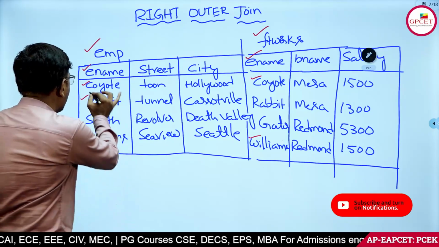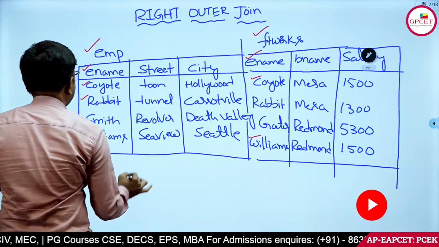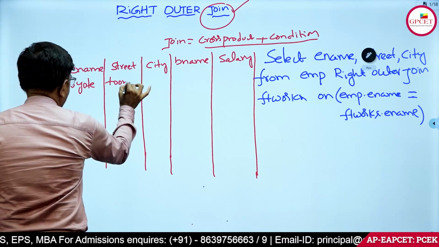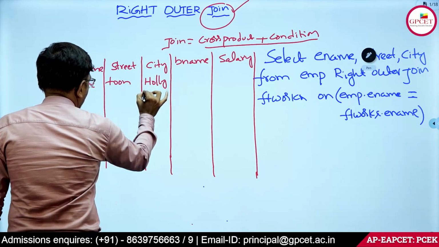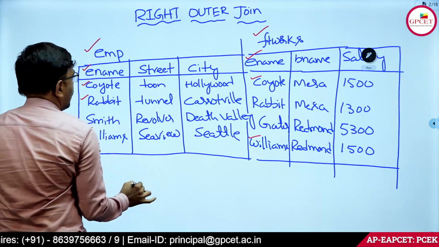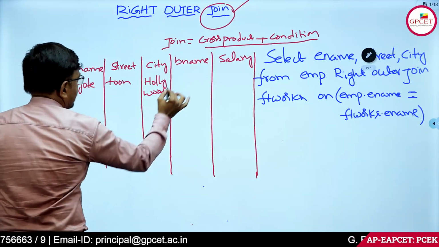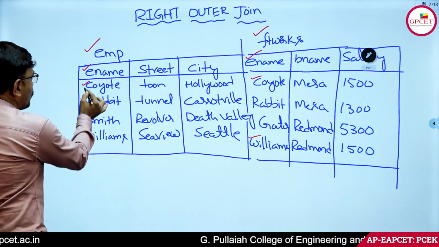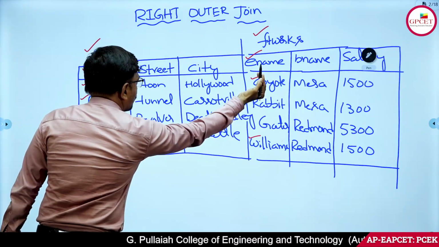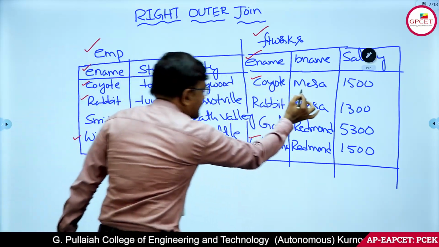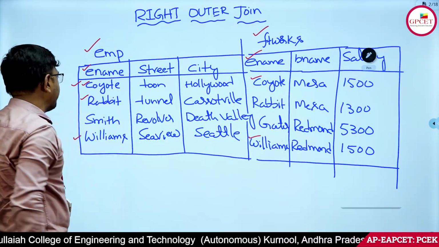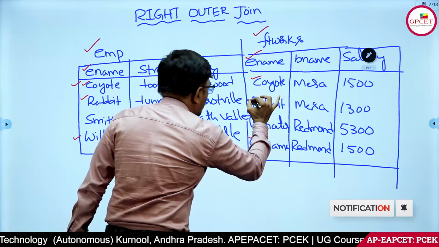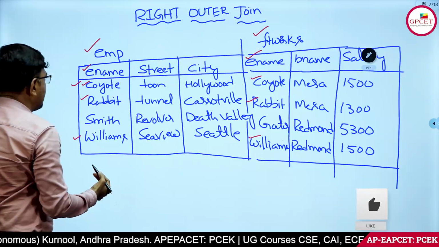One by one. First one is Coate, Toon, Hollywood, and the branch name is Mesa, salary 1500. Why? Because Coate is the common value in this table too. That is the first row, or first tuple. For the second one, the employee table has the value Rabbit, and FT works also has Rabbit. That's why we choose Rabbit.